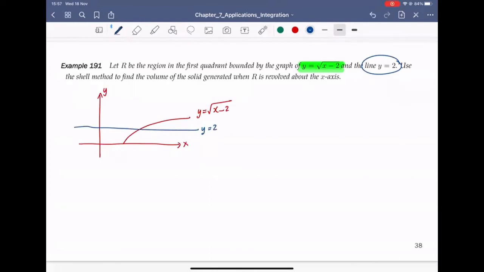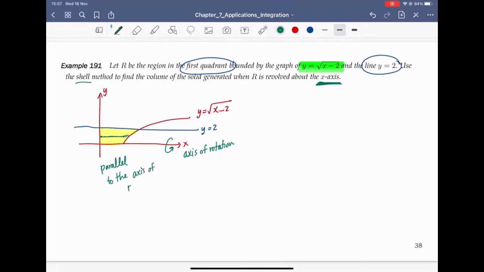And then read the question again. We need the region in the first quadrant bounded by this line and this curve, so it must be this area. And then what is going to be my axis of rotation? The x-axis. So it is going to rotate about the x-axis. Good. Here we are going to use the shell method, so we draw the horizontal line, because we draw the line parallel to the axis of rotation.